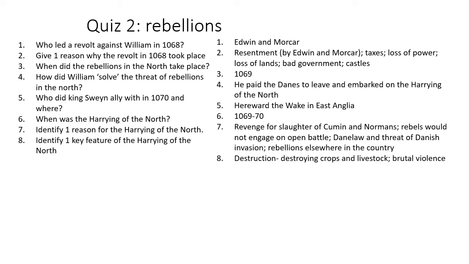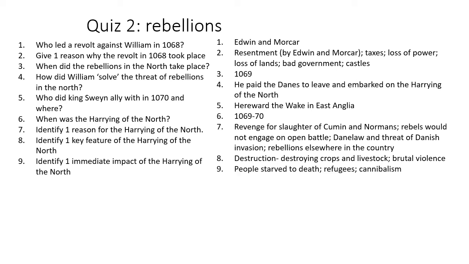Number 8. Identify one key feature of the harrying of the north. So key features of the harrying in the north really revolved around destruction, destroying crops and livestock, brutal violence, killing people, sowing salt into the soil. Question 9. Identify one immediate impact of the harrying of the north. This involved people starving to death, creating refugees, and people even resorting to cannibalism.